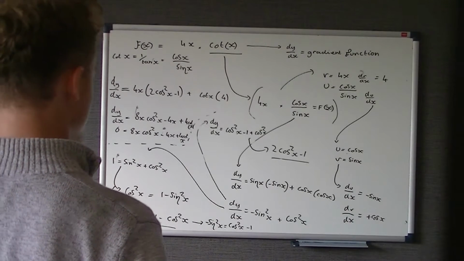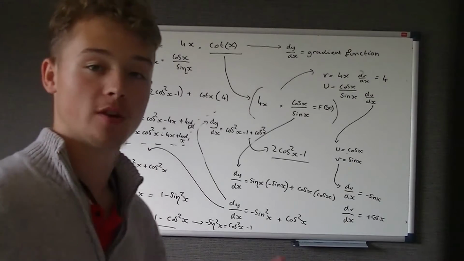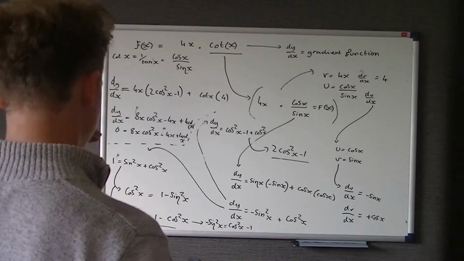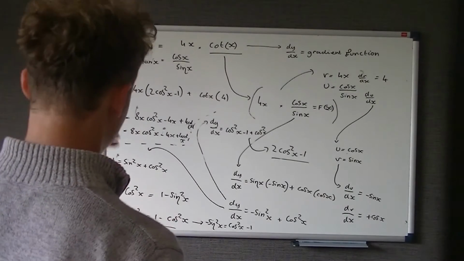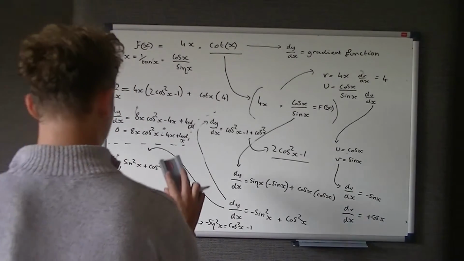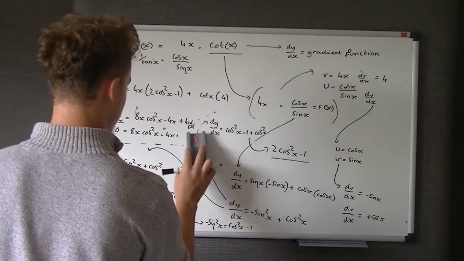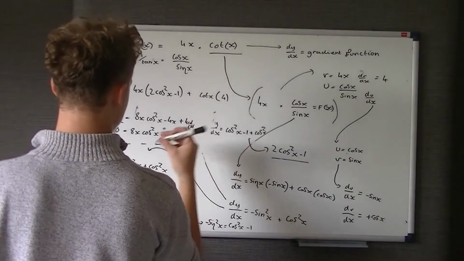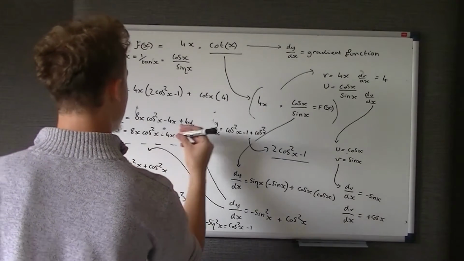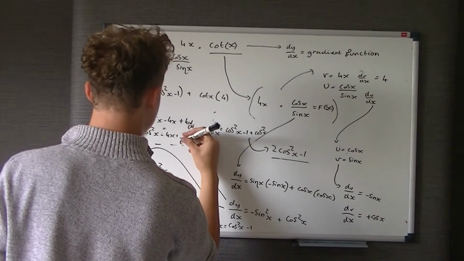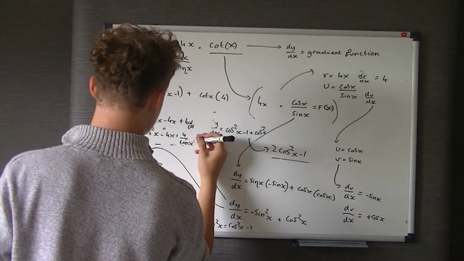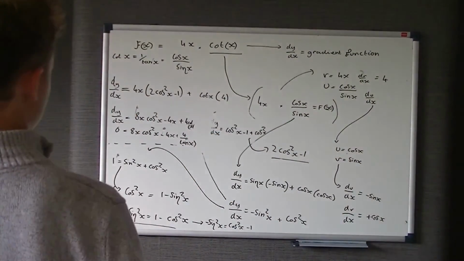I shouldn't have taken up so much room with the board. Sorry about this, guys. So 0 equals 8x cos squared x, take 4x plus 4 cot x. And now that 4 cot x, I'm going to change it to 4 over tan x. Let's do that, it's a bit simpler.